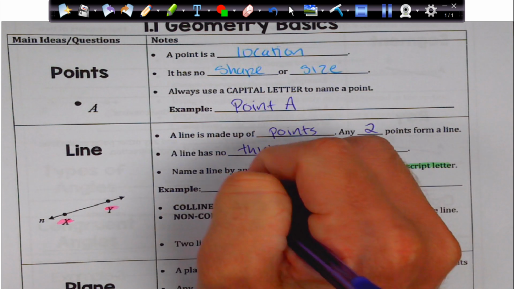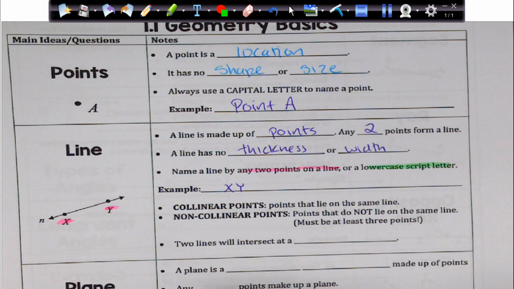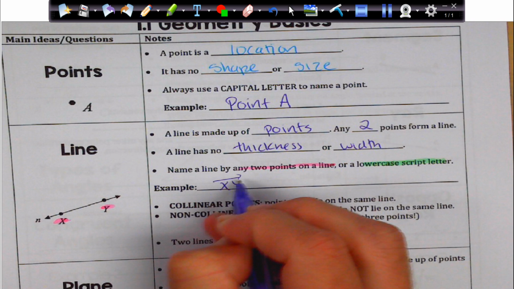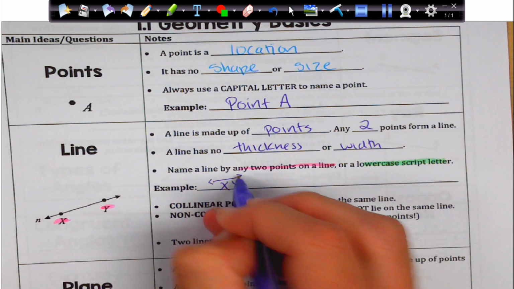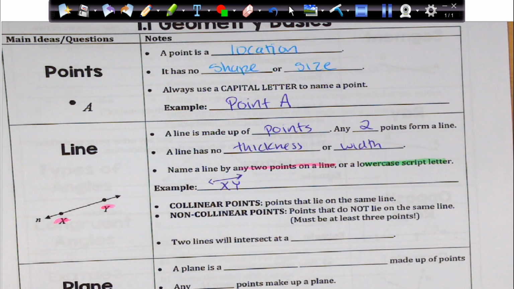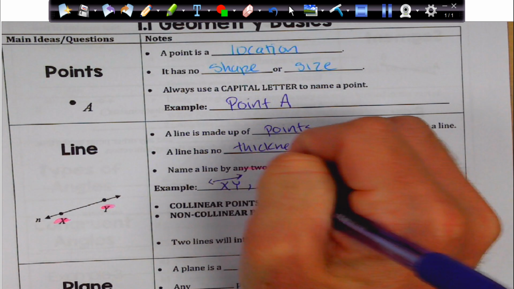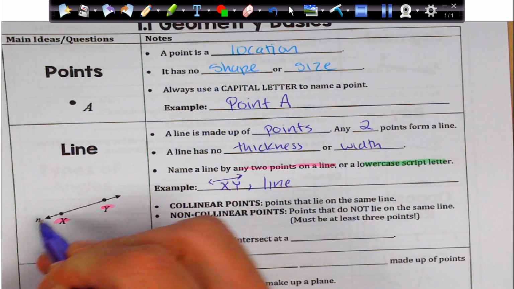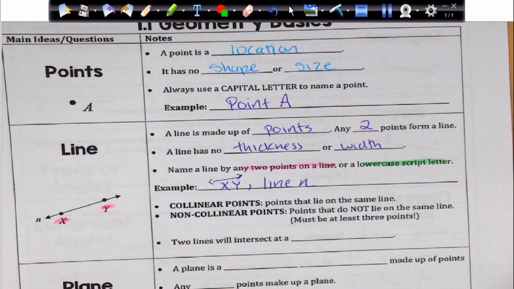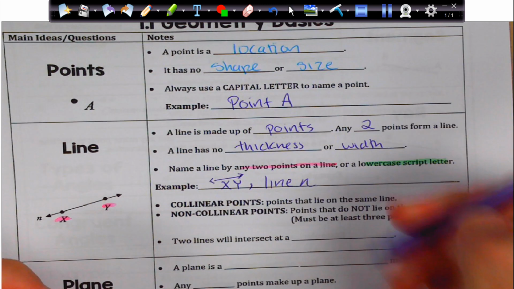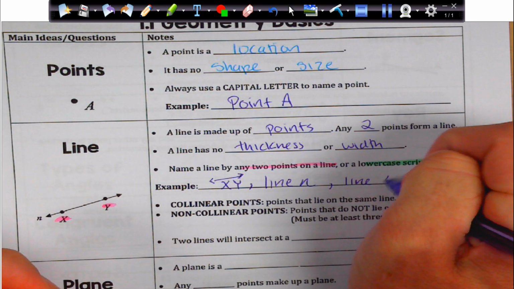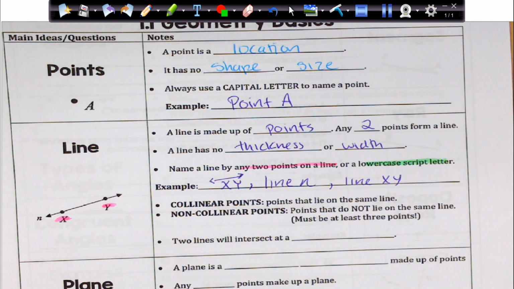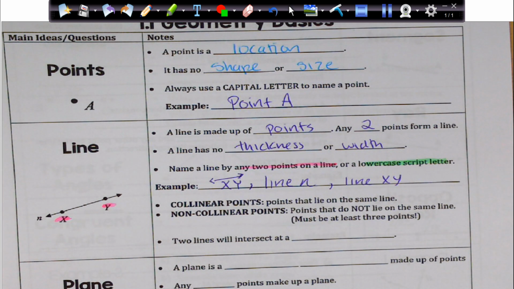So XY, and over it we would put arrows like this, indicating this line goes on forever in both directions. We could also call this line, and this is that script right here, kind of like cursive, line n. And then instead of doing the notation above it, we could also just call it line XY as well. So those are the 3 different ways that we could do that.